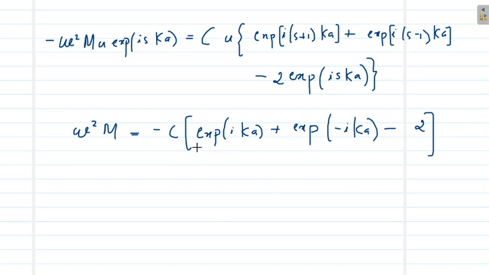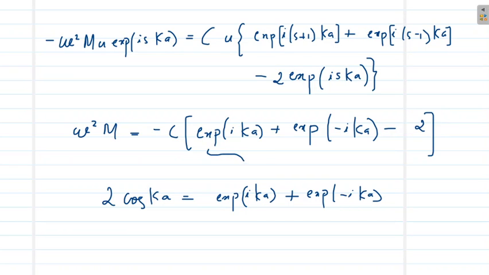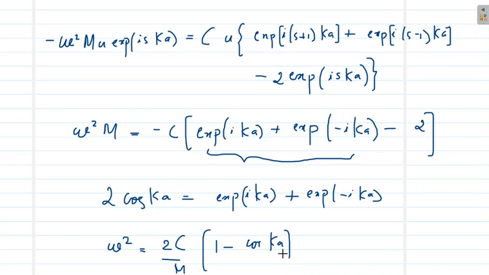Now we have the identity 2 cos ka is equal to exponential ika plus exponential minus ika. So substituting for these terms as 2 cos ka, we can obtain omega square is equal to 2c by m into 1 minus cos ka. Cancelling out this negative sign by taking it inside the brackets and substituting for 2 cos ka as exponential ika plus exponential minus ika, we can obtain the relation between omega square and ka as in this equation.